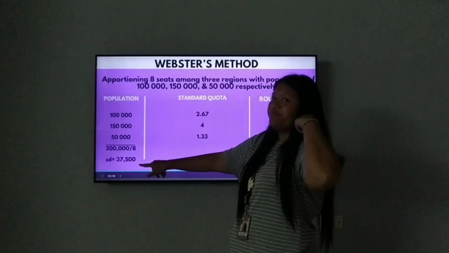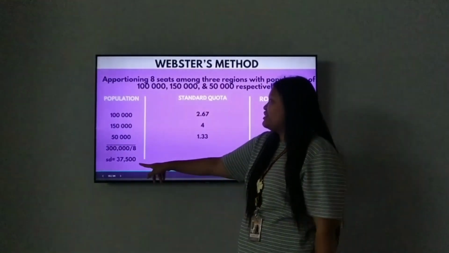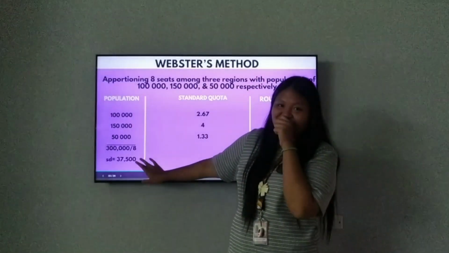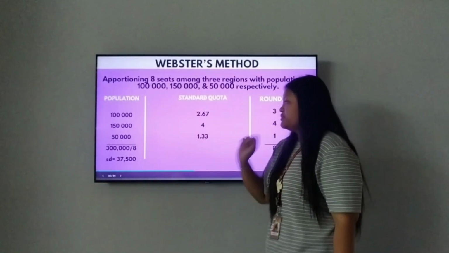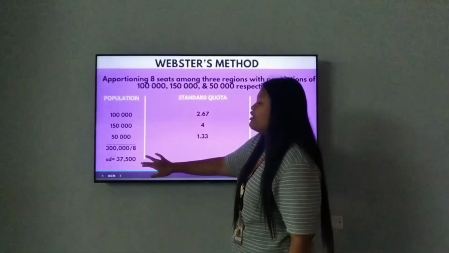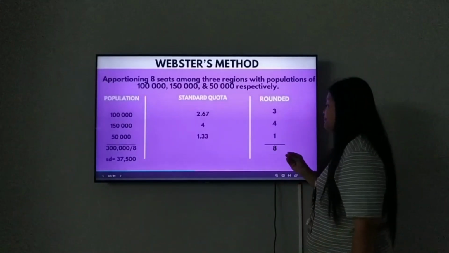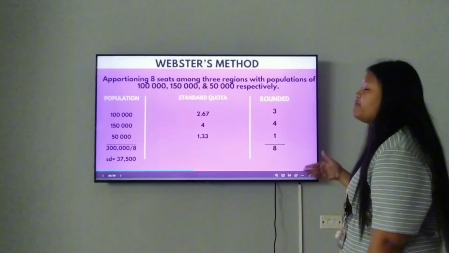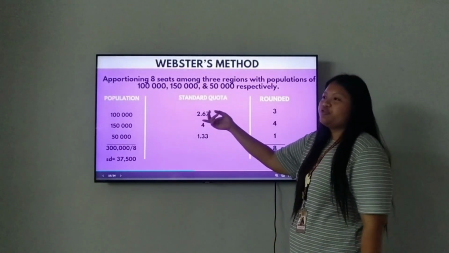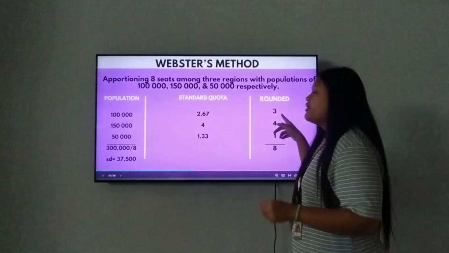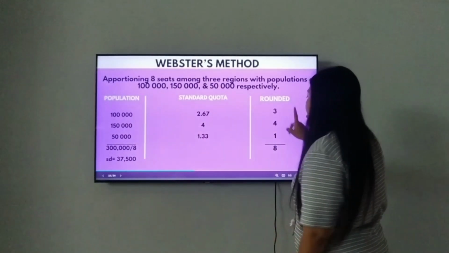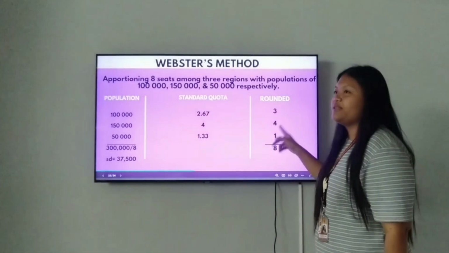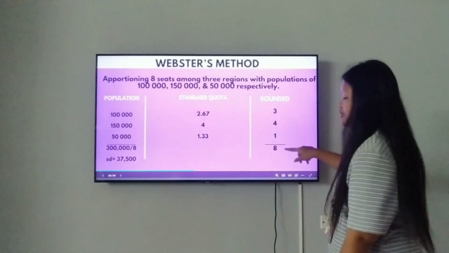100,000 divided by 37,500 is 2.67. 150,000 divided by 37,500 is 4. 50,000 divided by 37,500 is 1.33. If we round them off, 2.67 will become 3, 4 will remain as 4, and 1.33 will become 1. So 3 plus 4 equals 7, plus 1 equals 8. So we have our apportionment here.